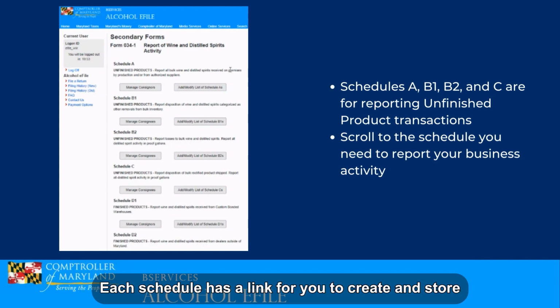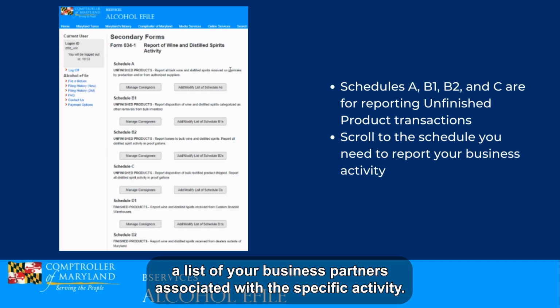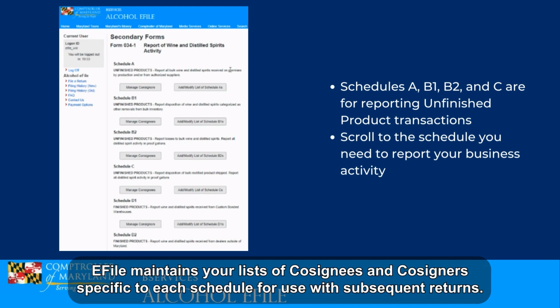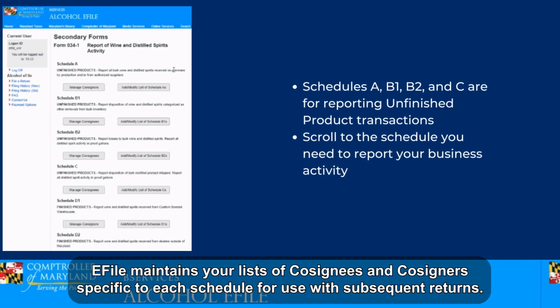Each schedule has a link for you to create and store a list of your business partners associated with the specific activity. You can add, modify, or delete entities from the lists at any time. eFile maintains your lists of consignees and consignors, specific to each schedule for use with subsequent returns.